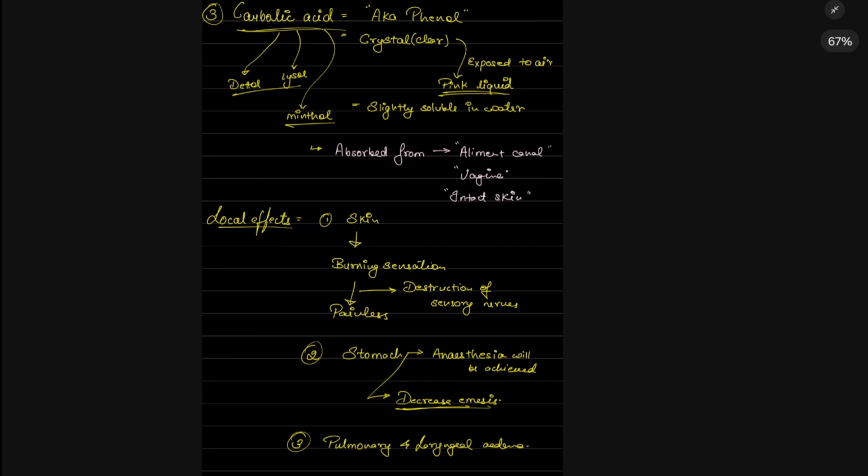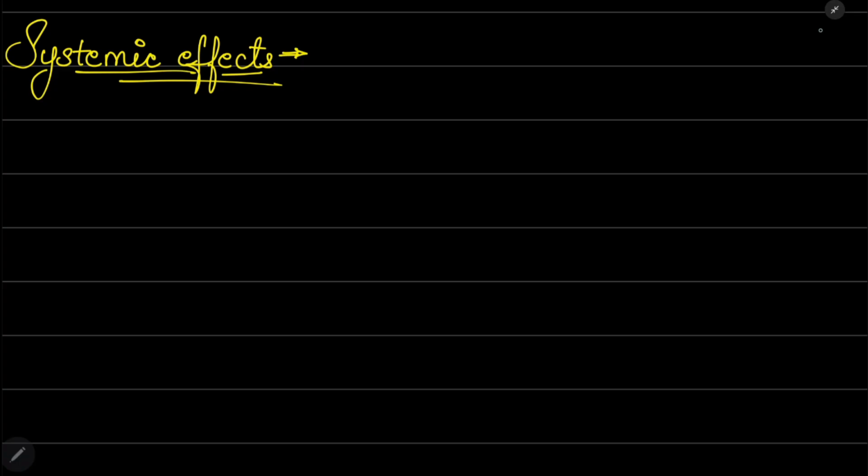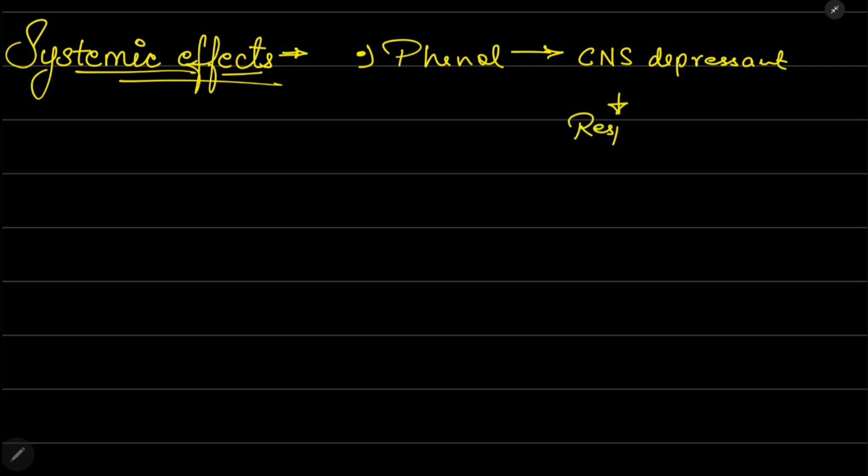Now we are going to study some systemic effects. One of the major systemic effects is that phenol is a CNS depressant. It depresses the CNS function, especially the respiratory centers, so it can lead to asphyxia, which can lead to death.